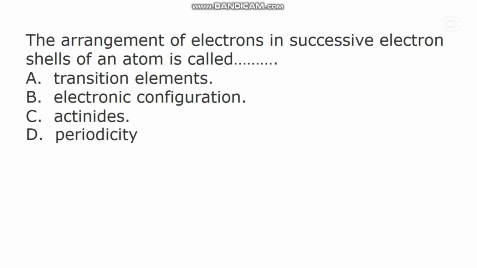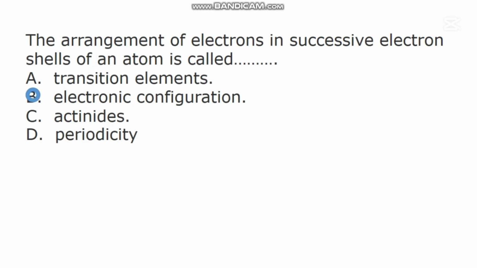The next question says, the arrangement of electrons in successive electron shells of an atom is called dash. A. Transition element. B. Electronic configuration. C. Actinides. D. Periodicity. In this question, the correct answer is B.